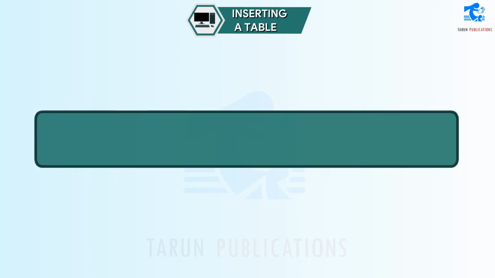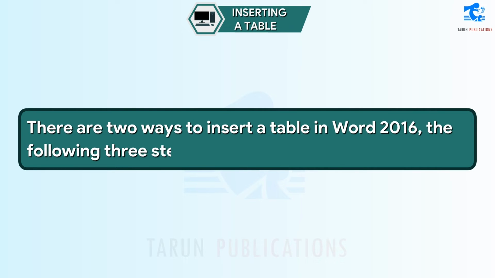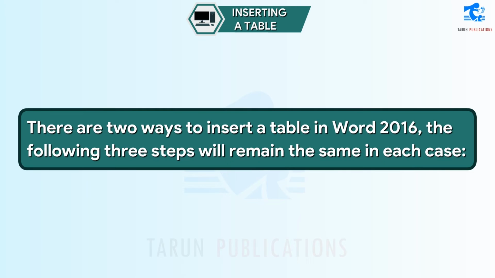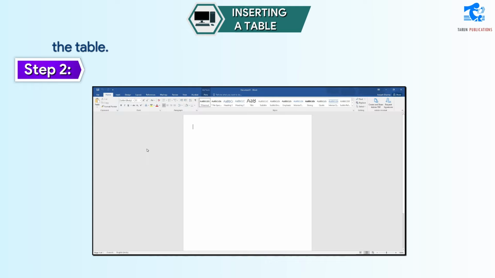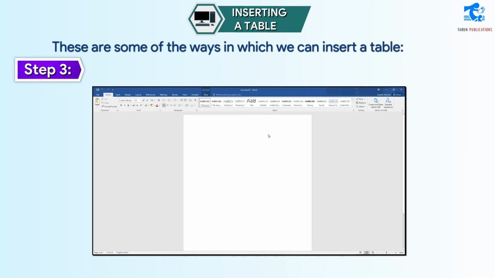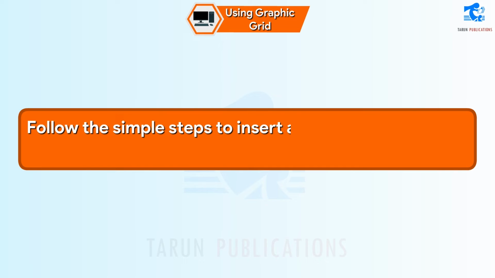Inserting a table. There are two ways to insert a table in Word 2016. The following 3 steps will remain the same in each case. Step 1. Open Word 2016. Step 2. Open an existing or a new document in which you wish to add the table. Step 3. Place the cursor where you wish to insert the table in the document. These are some of the ways in which we can insert a table. Using graphic grid. Follow the simple steps to insert a table using the graphic grid.